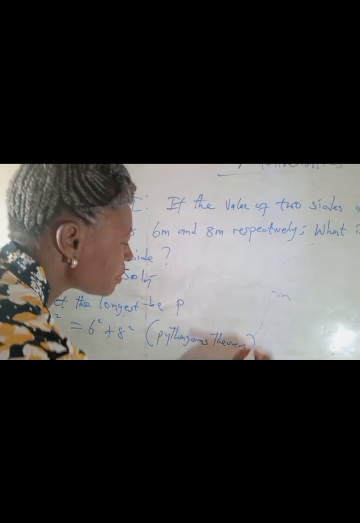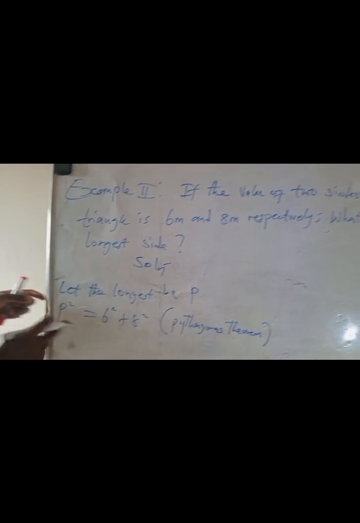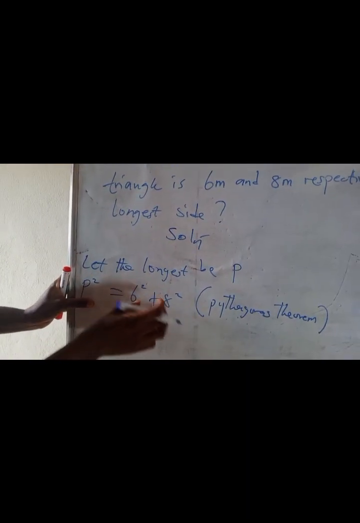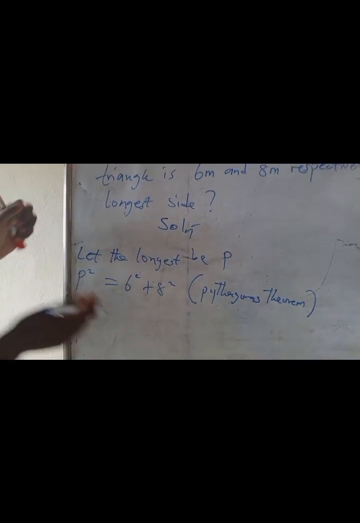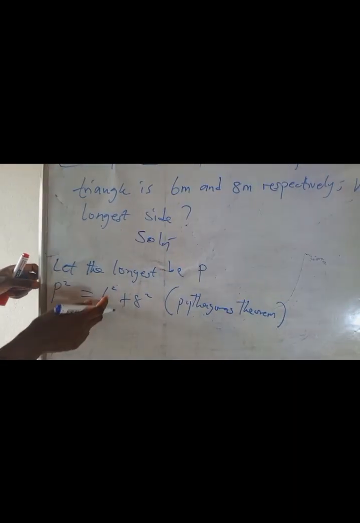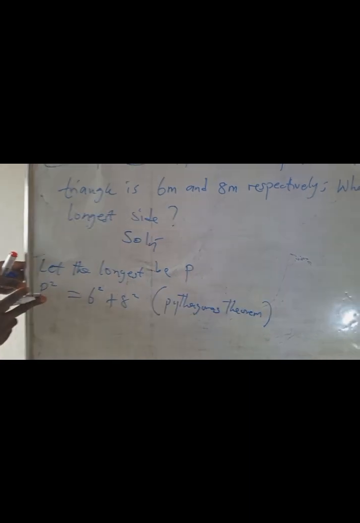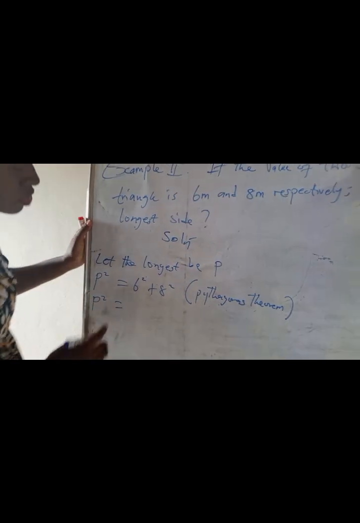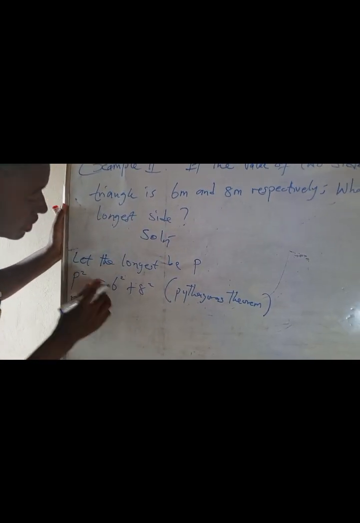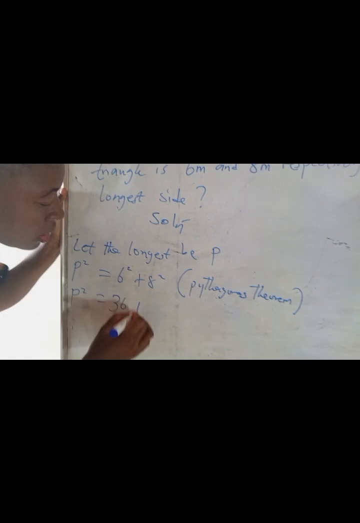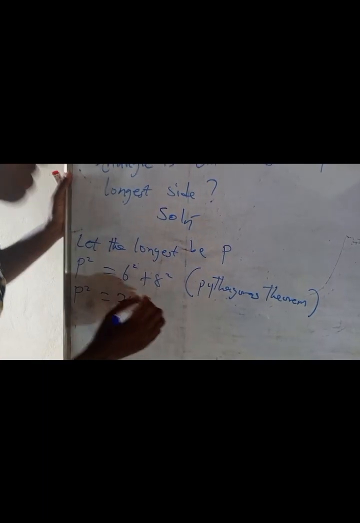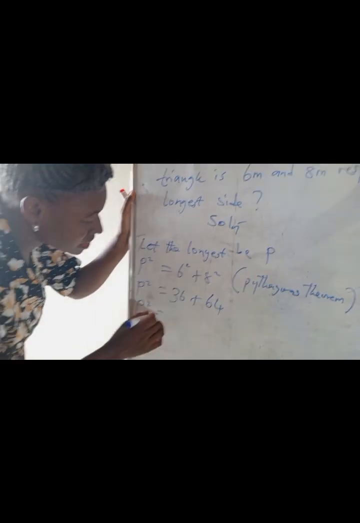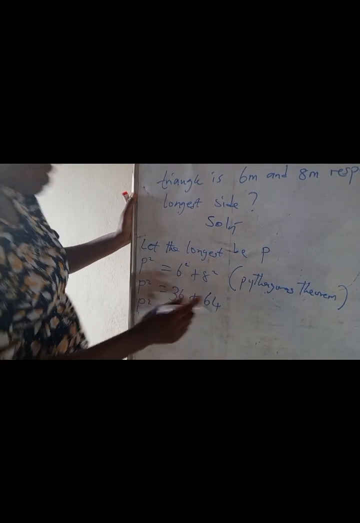This is how you represent it, because Pythagoras theorem says that the square of the longest side is equal to the sum of the square of the other two sides. And the question said the other two sides are 6 and 8. Then we're looking for the longest side. Now, you come down, P square is equal to 6 square, which is 6 times 6, 36, plus 8 square, which is 8 times 8, 64. P square is equal to 36 plus 64.